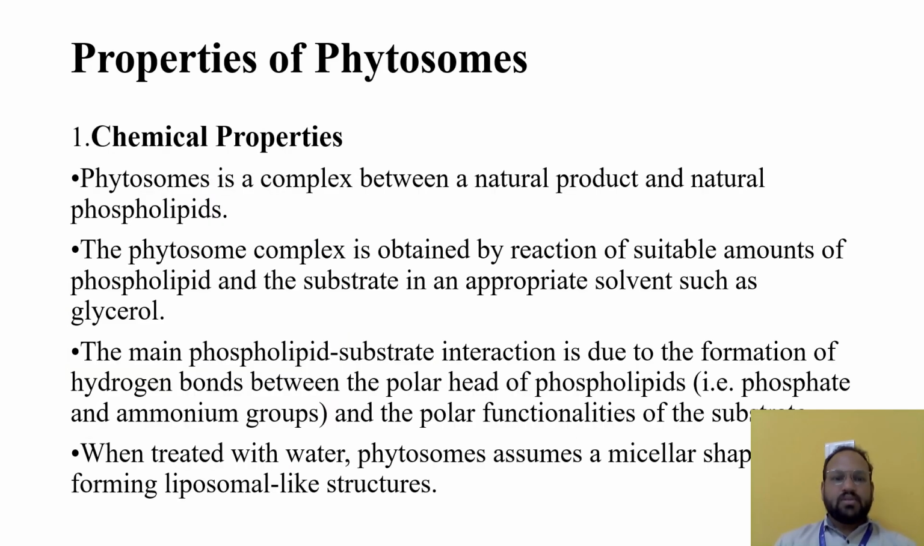So properties of phytosomes. Chemical properties. The first property we study is chemical properties. Phytosomes are a complex between a natural product and natural phospholipids. The phytosome complex is obtained by reaction of suitable amounts of phospholipid and the substrate in an appropriate solvent such as glycerol. The main phospholipid substrate interaction is due to the formation of hydrogen bonds between the polar heads. As I said, the phospholipid has a head which is hydrophilic. So there is a formation of a complex between a phospholipid and a chemical substance, that is phytochemical constituents. That forms a hydrogen bond.